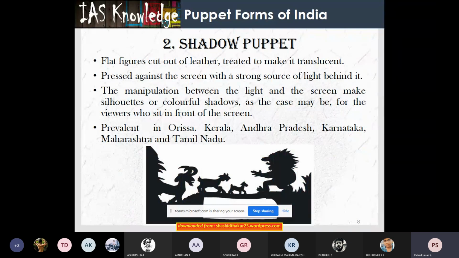Another kind of puppet form is the shadow puppet. The figure itself is used, especially cut out of leather, making an image like that. These shadow puppets were prevalent in Orissa, Kerala, Andhra Pradesh, Karnataka, Maharashtra, and Tamil Nadu. The manipulation between the light and the screen makes colorful shadows.